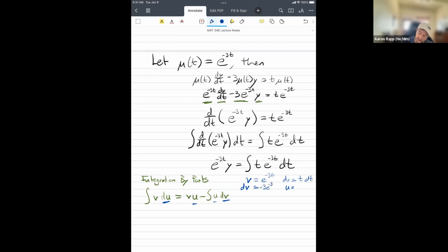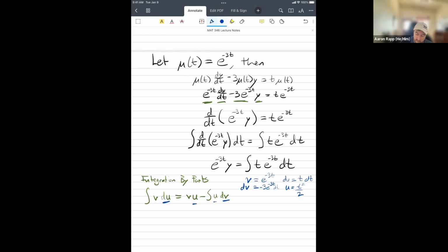Just for the sake of time, it's negative 3 times e to the negative 3t. Because of that chain rule, I got to multiply by the derivative of what's up in the exponent. And then I keep track of the fact that I took the derivative with respect to time. That's where that dt comes into play. And then I say, okay, what's the antiderivative of t with respect to time? Well, it's t squared over 2.